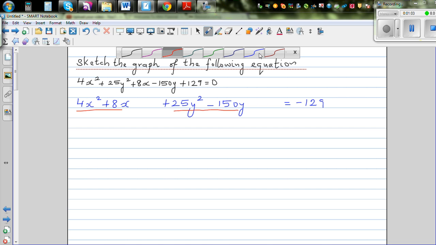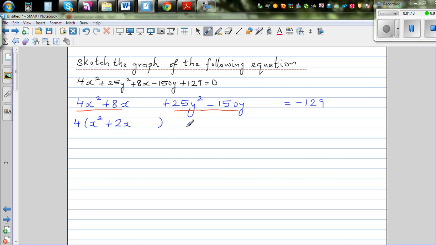So if you factor out the 4 here, you'll have x squared plus 2x, and I'm keeping a gap here, plus I can factor out 25 here. So this is 25 times y squared minus 6y, again leave a gap, is equal to minus 129. Now completing the square is basically you take half of this coefficient, half of 2, which is 1, and then square it, so that's 1. And here the same thing, half of negative 6 is negative 3, and square it, which is 9.